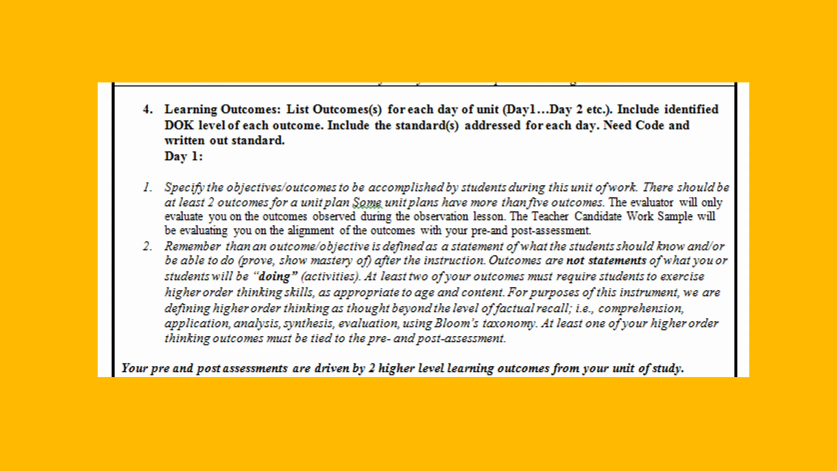And notice that when you are making your pre and post assessment, this says 2, but it is supposed to be 1, at least 1 higher order level learning outcome. And so if you're using depth of knowledge, DOK, then that would be a 3 or a 4. Higher level thinking must be included in that final assessment. You've taught the kids for 5 days. They should be able to think deeper about the content that they are learning.